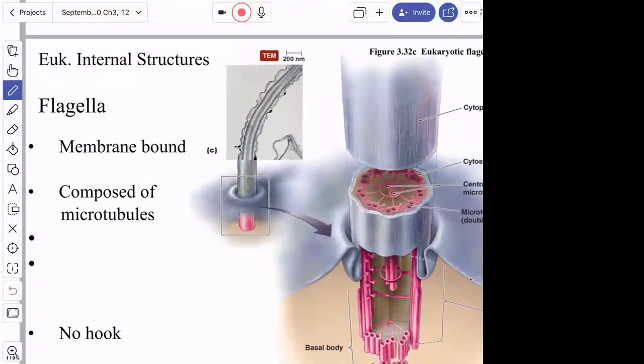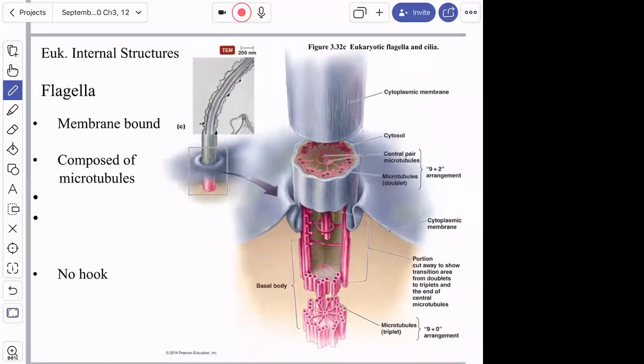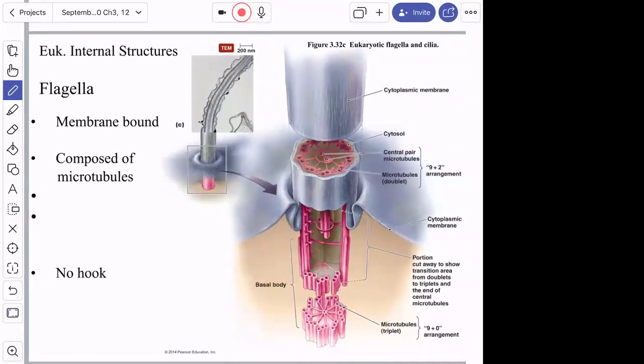All right, so the next structure that we would come to, working from cell wall, cell membrane, is the flagella. If you remember when we talked about bacteria, we did the flagella before the cell wall because it was an external structure. With eukaryotes, it's actually membrane bound. So any flagella, if they are present, are going to be encircled in that cell membrane.